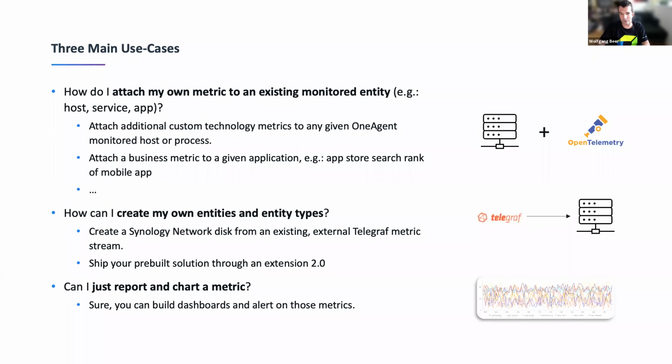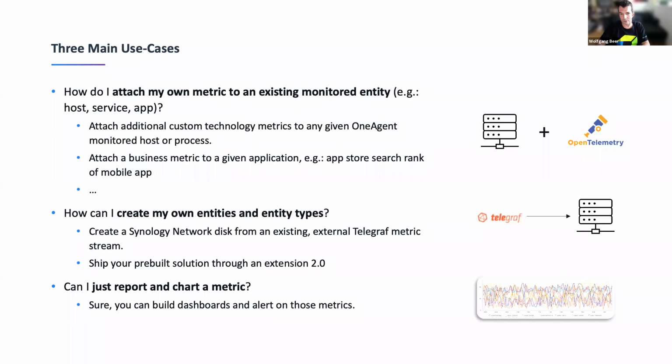And then there is the third use case. Of course, we don't have to forget that. Not always do we need an entity, right? If you just want to use Dynatrace and send in a business metric that is not related to an entity, you can do that as well. You don't necessarily need to create an entity on top. So you can use Dynatrace as a metric store or log store or event store as well. And then you just use the traditional reporting and charting of that metric on the dashboarding level and alerting, of course.